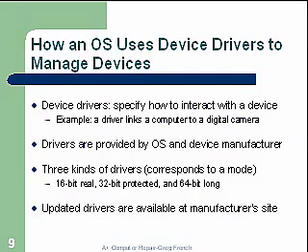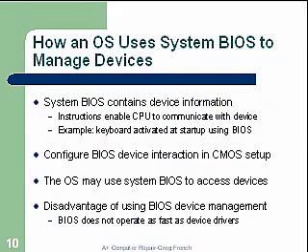How an OS uses System BIOS to manage devices. System BIOS contains device information. Instructions enable a CPU to communicate with devices. Example, a keyboard activated at startup using the BIOS. Configure the BIOS device interaction in the CMOS setup, so we can do some configuration of the BIOS.